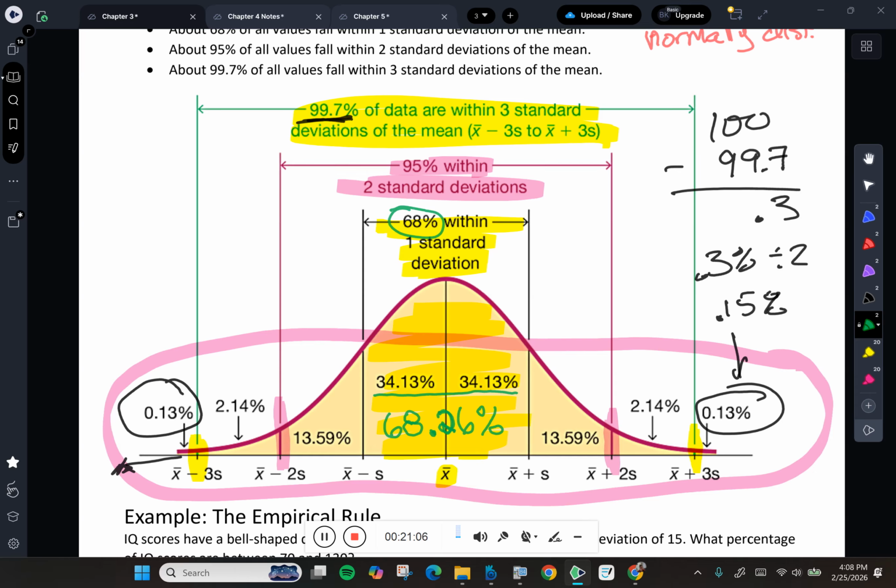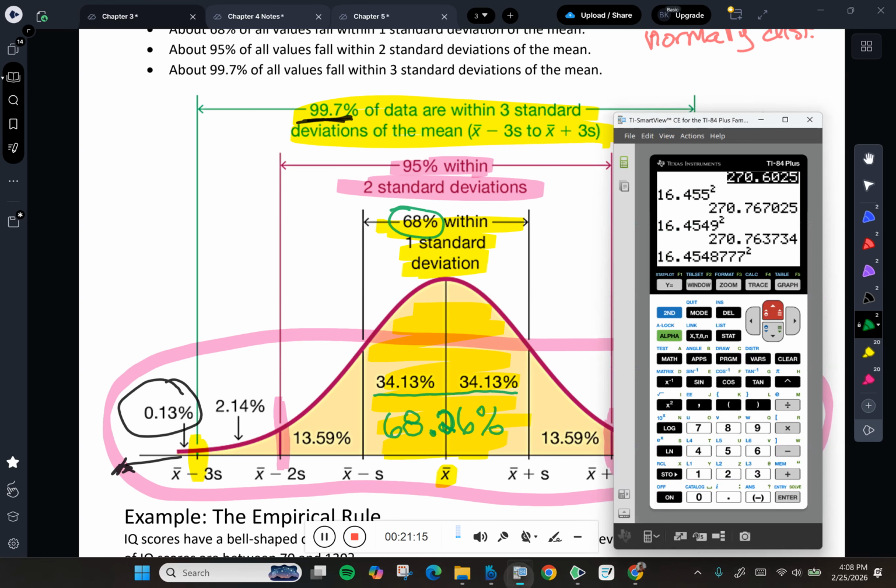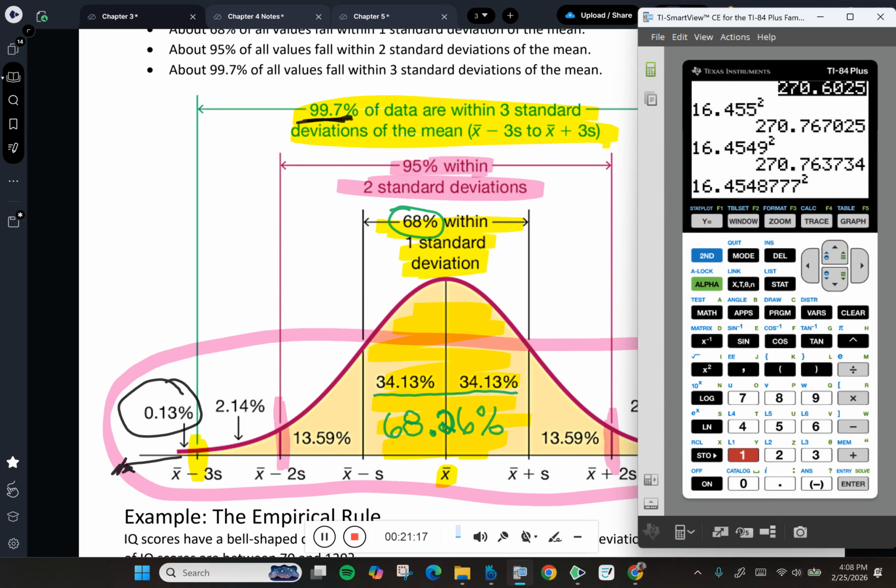Right? And if we go 2 more standard deviations out, it says 95%. If you add all those up, so if we add up the 13, well, let me clear this so it's not as ugly.